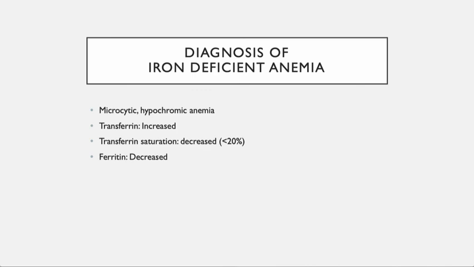The transferrin saturation, though, is low. It doesn't have enough iron attached to it, and so that value is low. So is the ferritin level, because remember, ferritin is the storage form of iron that gets stored in the liver and in the muscle cells.